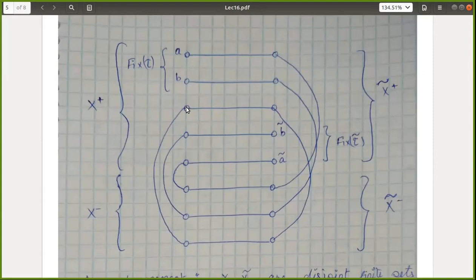You apply your f. If it was in x plus, it goes into x tilde plus. You come here. This was not a fixed point. This is in x plus. You apply the involution. You change the part for sure. Why do you change the part for sure? Because what you started with was not a fixed point. So this is also not a fixed point.